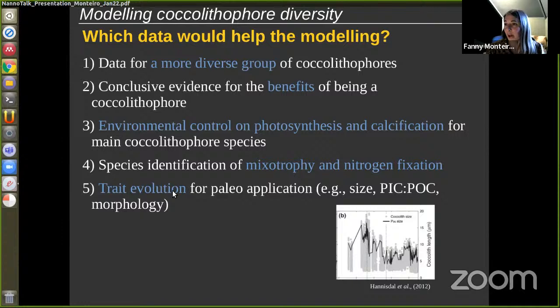And then for the paleo application, I need data to compare the model with. So it'd be great to have historical data of the main traits of the coccolithophores. So I know there is size, which is more or less available. Here I took an example by Hannes Dahl et al. 2012, showing the evolution of coccolith size, maybe good for the cell size as well. And also do the same for the PIC:POC ratio and the different morphology, etc.